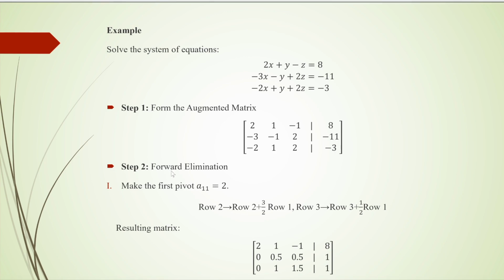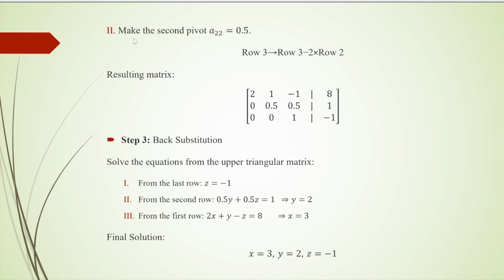And step 2, by using the forward elimination, we have to convert the matrix into upper triangular form. Then we have to take the first pivot A11 equal to 2, because this is the first element. We have to convert the matrix into upper triangular, so we make the row 3, column 3 first element become 0. Then the next pivot is A22 equal to 0.5, and this is the upper triangular matrix.